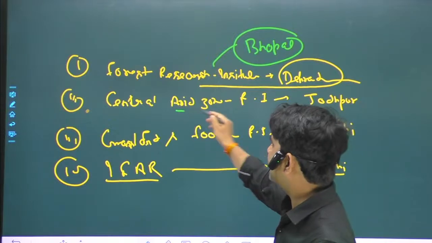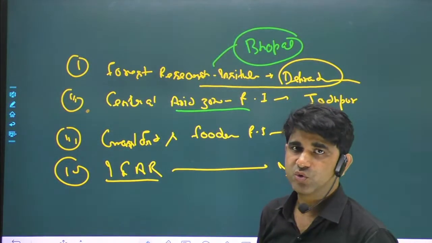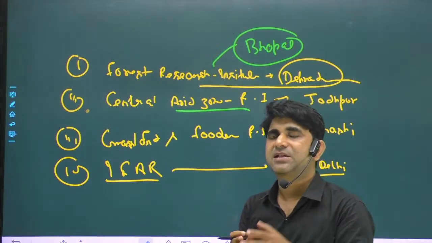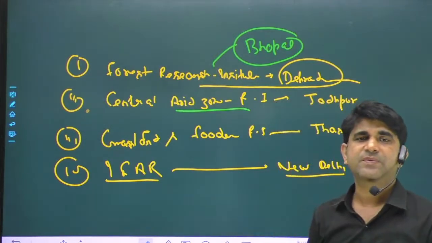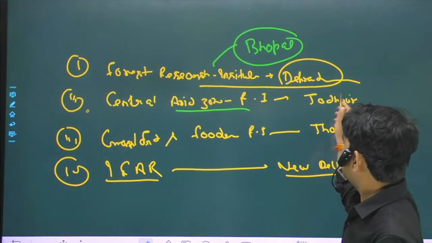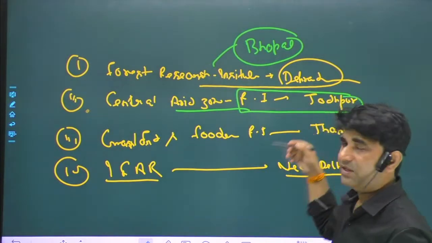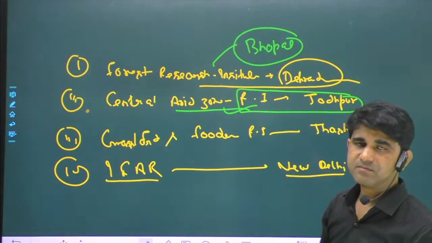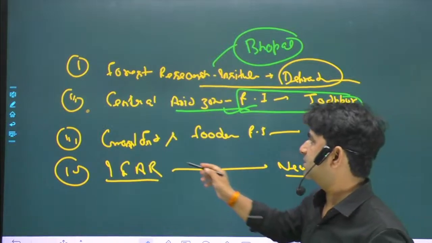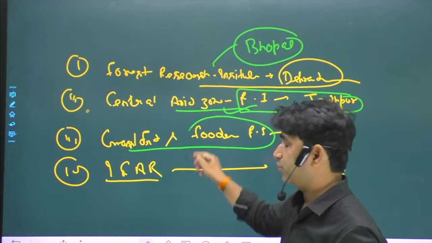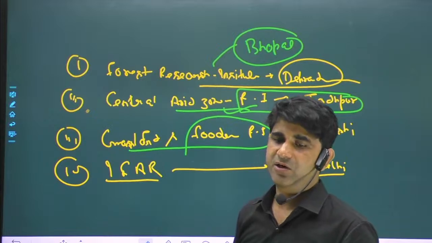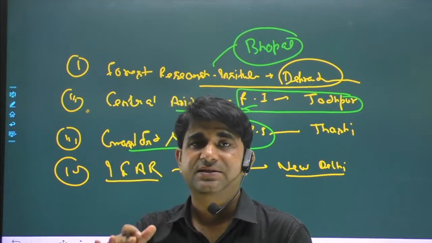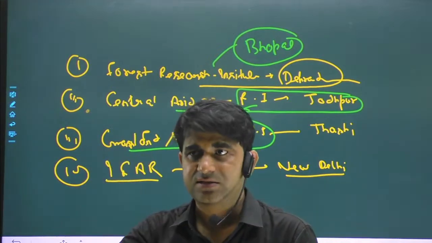Then the Central Arid Zone: arid zones are those where there is less rain, so you can correlate. These zones are mainly found in Rajasthan. Next is the Grassland and Fodder Research Institute. In the Jhansi area, the Bundelkhand area, there is less rain.